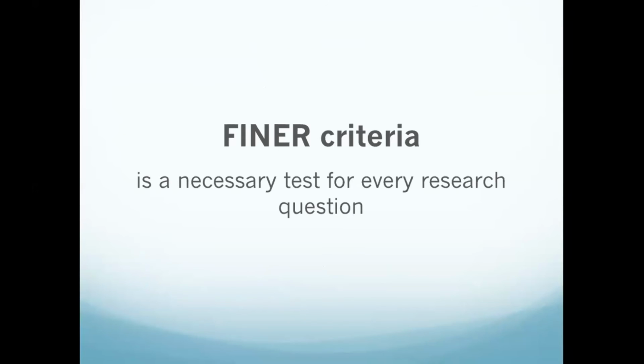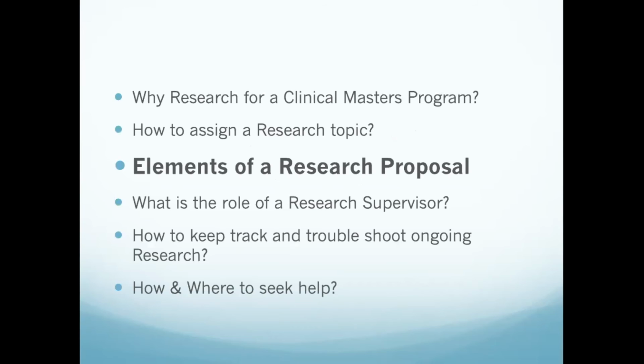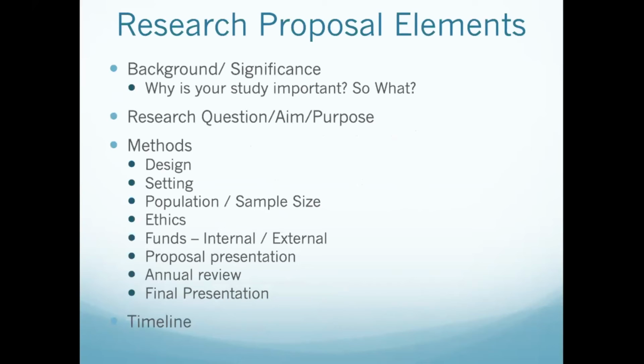What I explained just now, the feasibility, interesting, novelty, ethical relevance, is what we call the FINER criteria. And the FINER criteria is a necessary test for every research question. You must pass the FINER criteria before you can actually advance your research itself. Let's move on to the elements of a research topic.